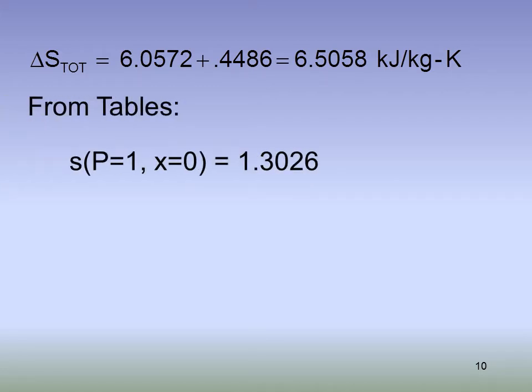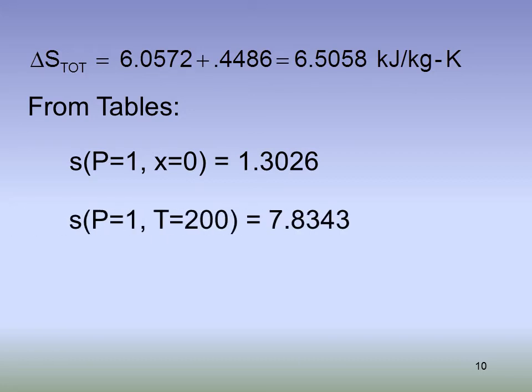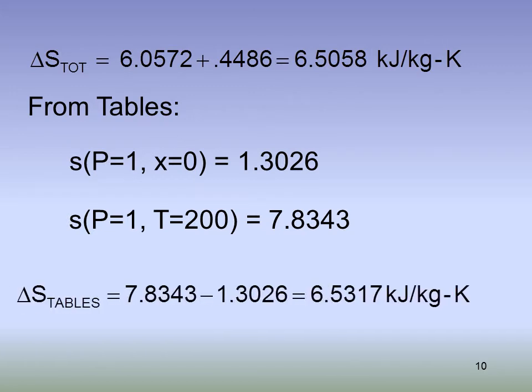If we go to our tables, we find that S at a pressure of 1 and a quality of 0, that's our saturated liquid at 1 bar, is 1.3026. Now we'll look in our superheated tables. S at a pressure of 1 and a temperature of 200 for our superheated vapor is 7.8343. Take the difference, and we find that delta S in the tables is 6.5317, and we found 6.5058. So we've got it very close.